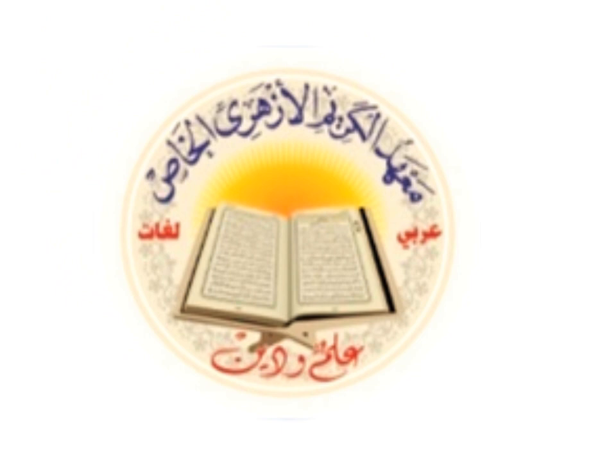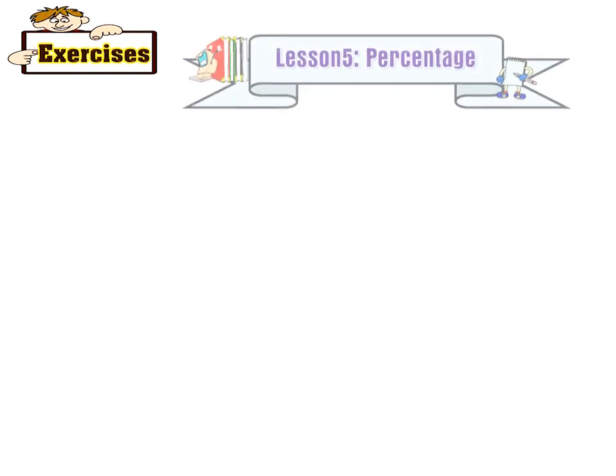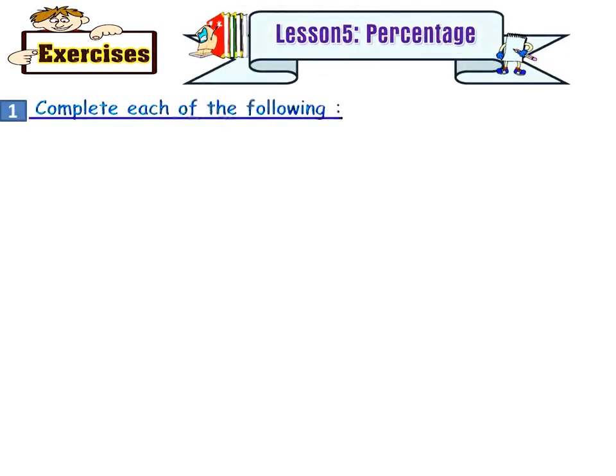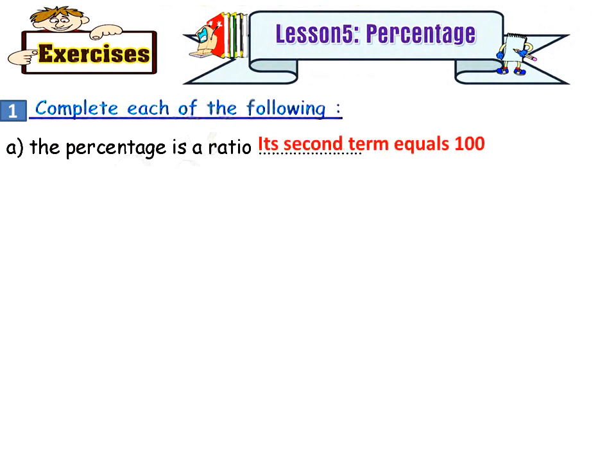Today we will solve more exercises on lesson 5 from unit 2, titled the percentage. Exercise number 1. Complete each of the following. Letter A. The percentage is a ratio. As we know, the definition of the percentage is a ratio whose second term equals 100, okay?